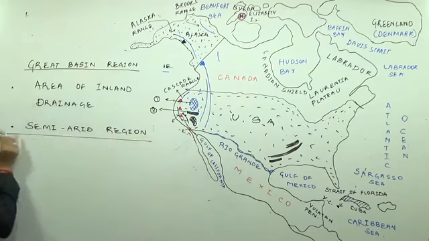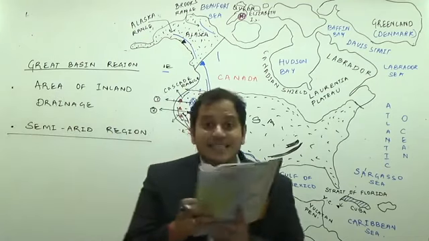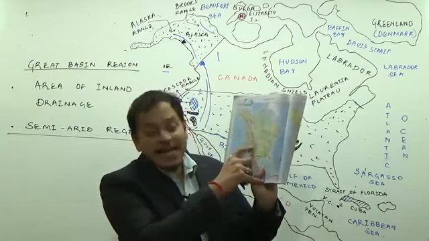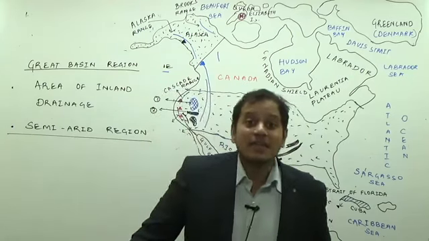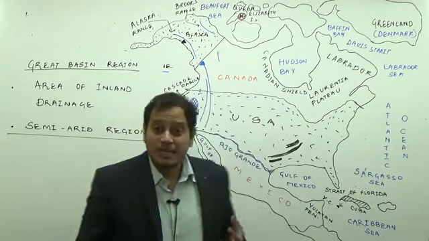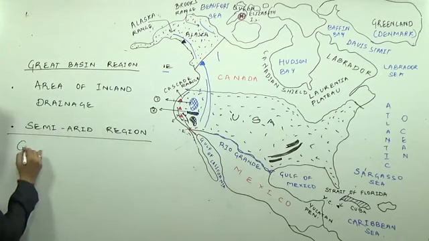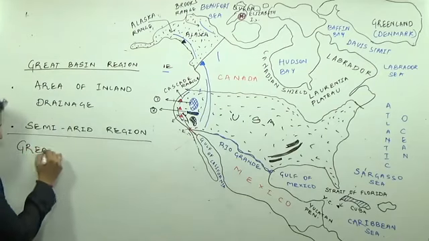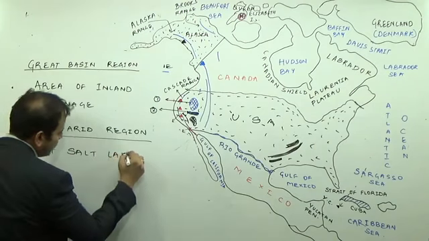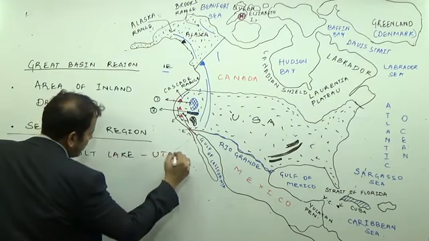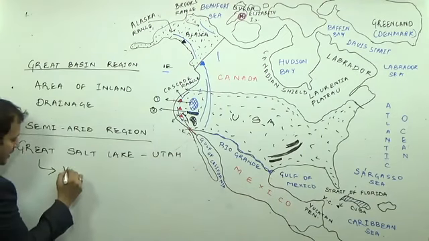It is an arid and semi-arid region. And that is why you can see here there is a lake which is known as the Great Salt Lake, having the highest salinity in North America. The Great Salt Lake is located in the state of Utah. What is its importance? Very high salinity.